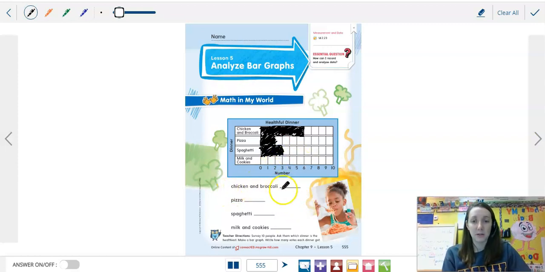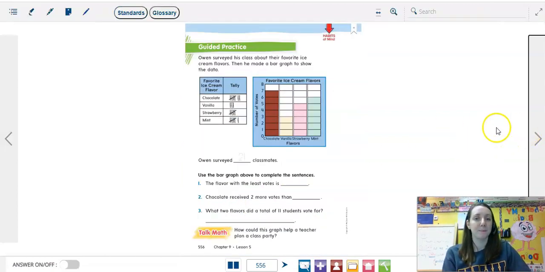So then, how many people said chicken and broccoli? 6 people said chicken and broccoli, 2 people said pizza, 3 people said spaghetti, and 0 people said milk and cookies. So I read the graph and gave the information down below. So let's look at that more specifically, right?